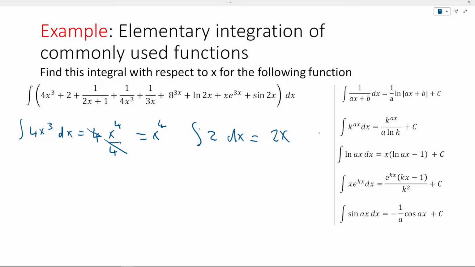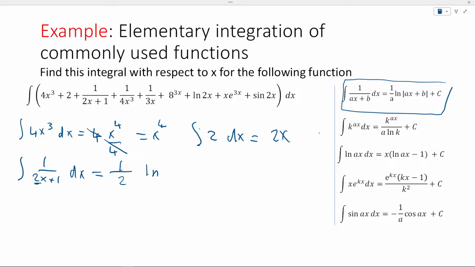Let's do the third term here, the integration of 1 over (2x plus 1) dx. Do I have a formula for this? Yeah, I have this one here. So that would be equal to 1 over a, my a is 2, times ln of ax plus b, so ln of 2x plus 1, plus c. I don't need this constant for now.